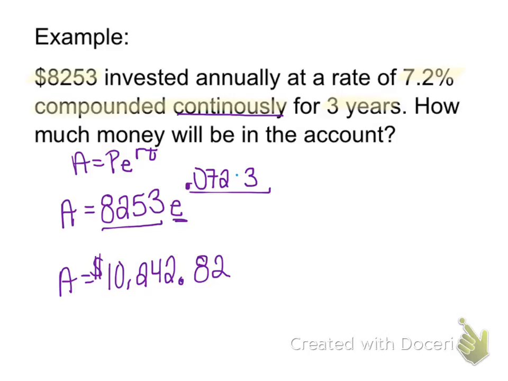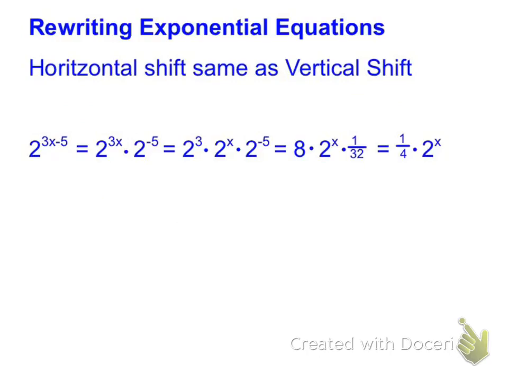The next section that we'll be looking at will be rewriting exponential equations. In this section, we will be looking primarily at how a horizontal shift can be written as a vertical shift and how that works out. So we're going to take our beginning expression here, 2 to the 3x minus 5 power. What ends up happening is you split the base and the exponent up into two separate parts, or sometimes even more, to continue simplifying as such.